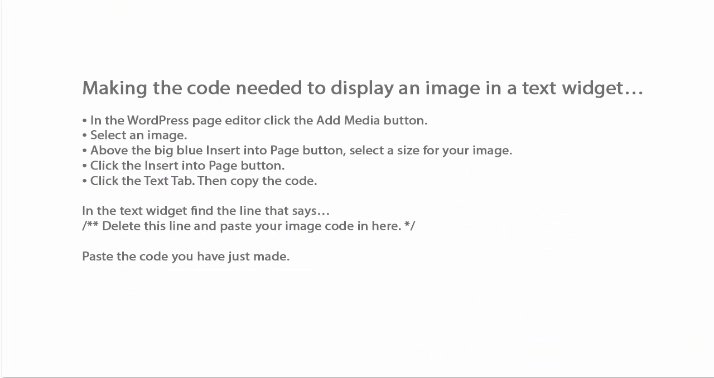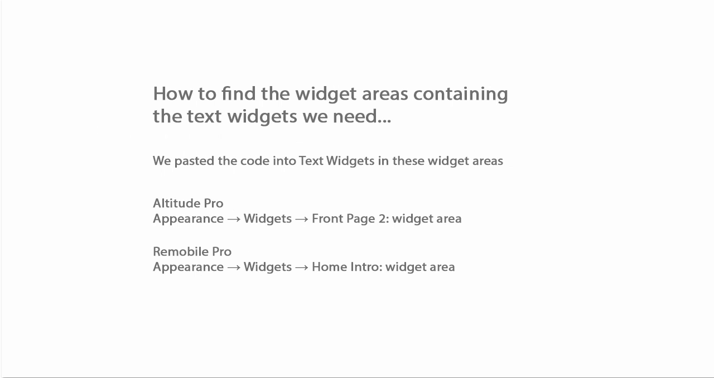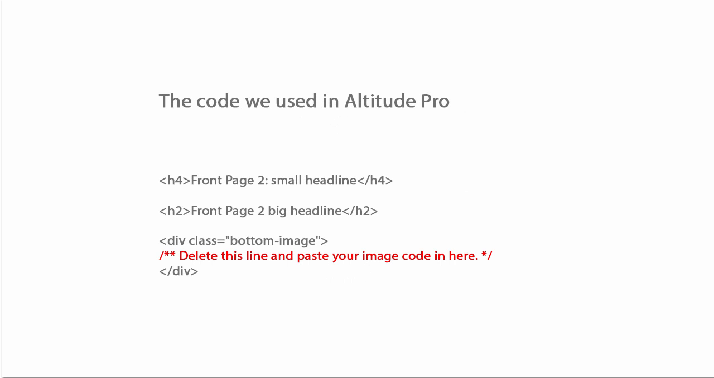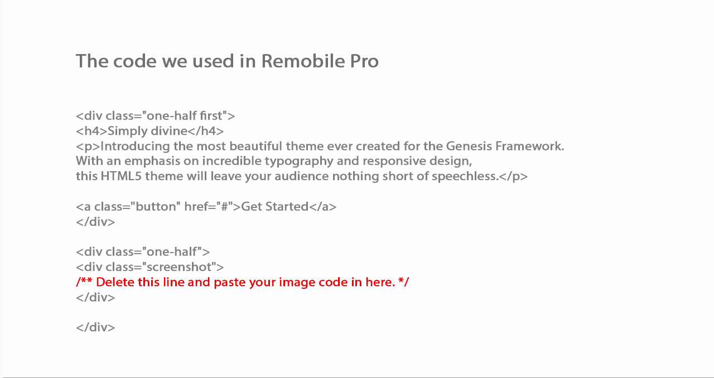Now I know this can get confusing, so I made some slides. If you get stuck, just stop and read the slides. Now this is what we did using the page editor to make the code. These are where the widget areas are in Altitude Pro and Remobile. Got front page 2 widget area and home intro widget area. This is the code we used in Altitude Pro, and that's the line that we deleted and pasted the line of code that we made in the WordPress editor in there, and that's the one we use with Remobile.